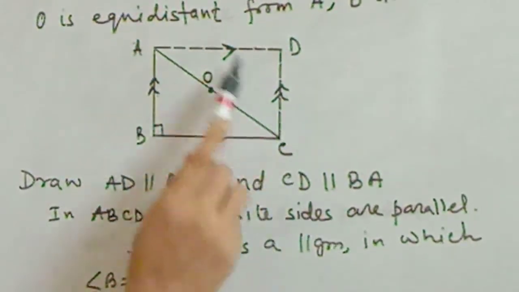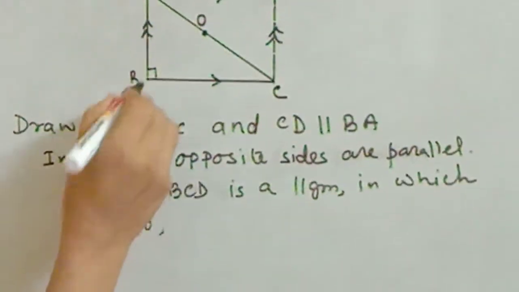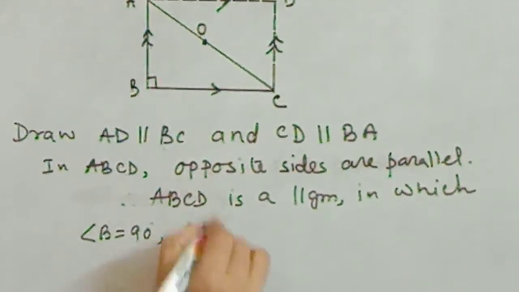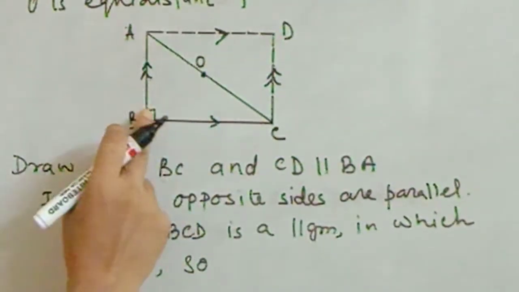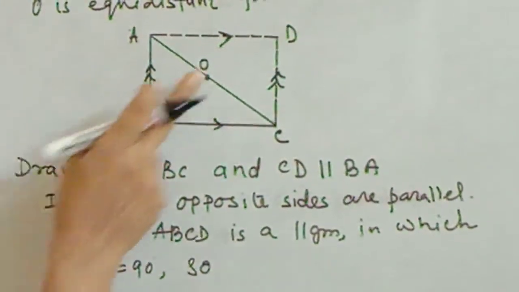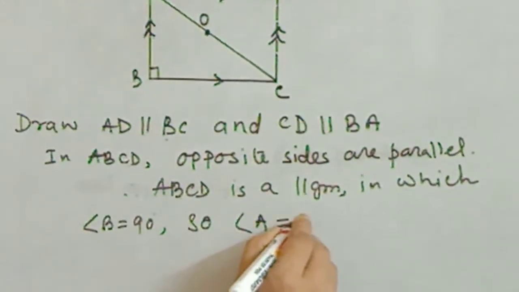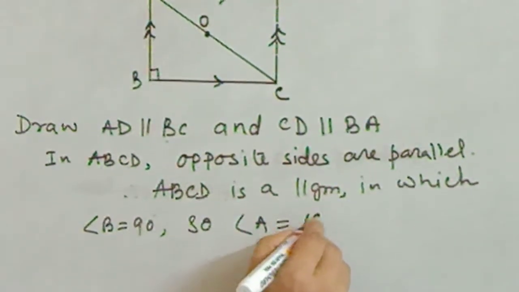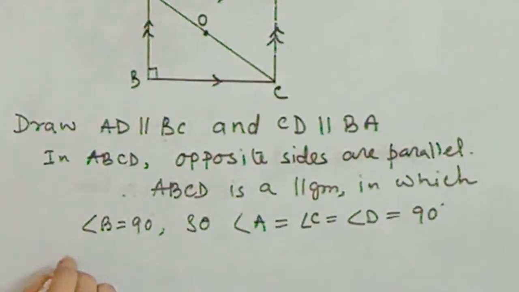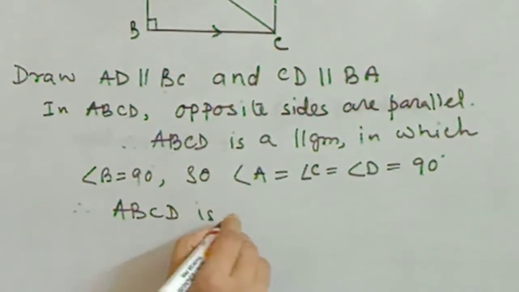As this is parallel to this and this is parallel to CD, we can say that it is a parallelogram where angle B is 90 degrees, it is given. You know that opposite angles are equal and adjacent angles are supplementary. As one angle is 90 degrees, all the angles are 90 degrees. So angle A is equal to angle C is equal to angle D, all are 90 degrees. Therefore ABCD is a rectangle.